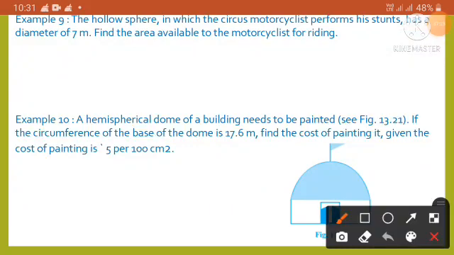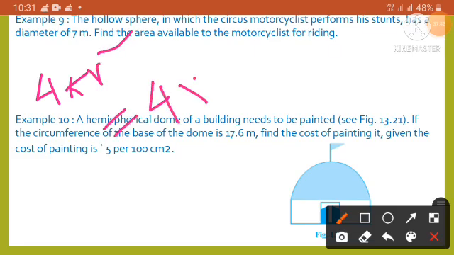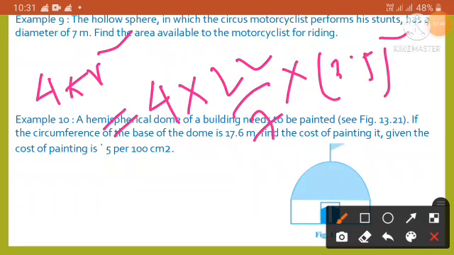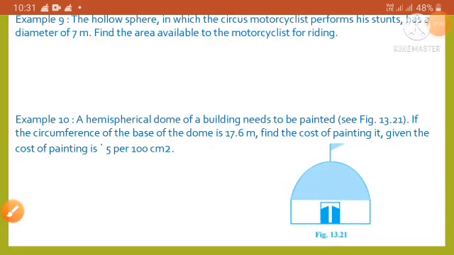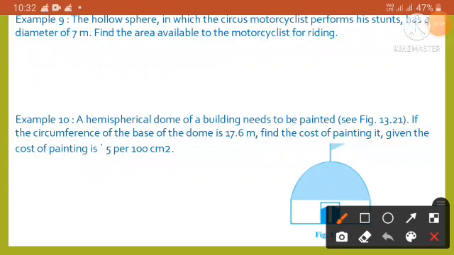So already we found that r equal to 3.5 meter. So for a sphere, that may be hollow or solid, the surface area will be 4 pi r square. So if we find the value, then it will be 4 into 22 by 7 into 3.5 square. So it will be 154 meter square. Okay. Now the example 10. Here is the figure beside. A hemispherical dome of a building needs to be painted in this figure.